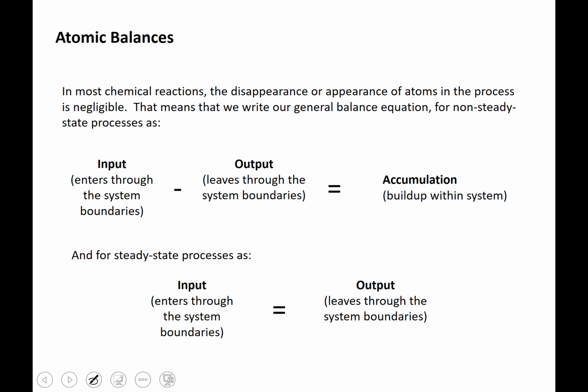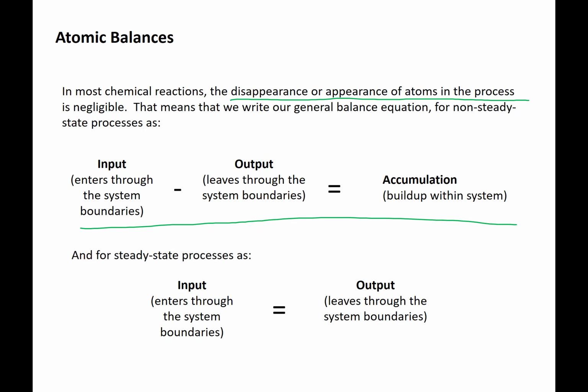So we hardly ever have to worry about atoms appearing or disappearing. They just form, the molecules disappear and appear. But the atoms are pretty stable in most of what we do. So if we had a non-steady state process, we would have input minus output equals accumulation. And for a steady state process, we would have input is equal to output.